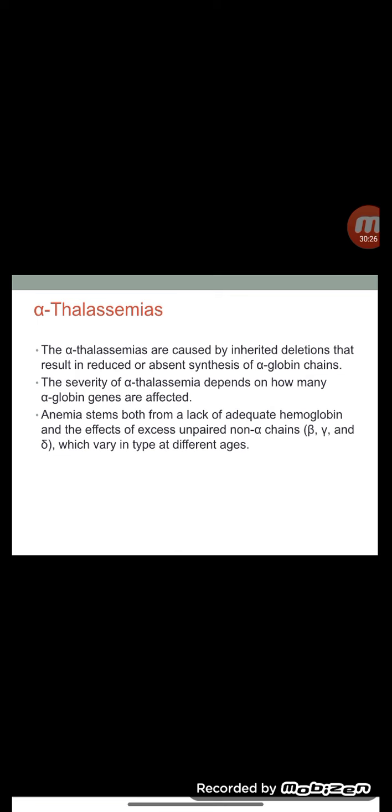Alpha thalassemias are caused by inherited deletions that result in reduced or absent synthesis of globin chains. The severity of alpha thalassemia depends on how many alpha globin genes are affected. Anemia stems from both lack of adequate hemoglobin and the effects of excess unpaired chains, beta, gamma, and delta, which vary in type at different ages.